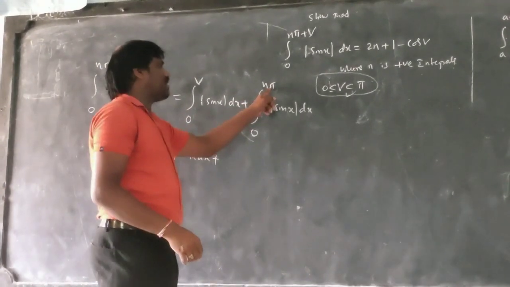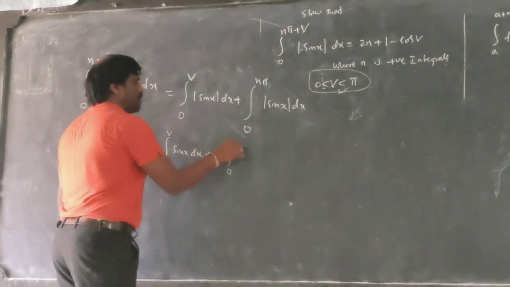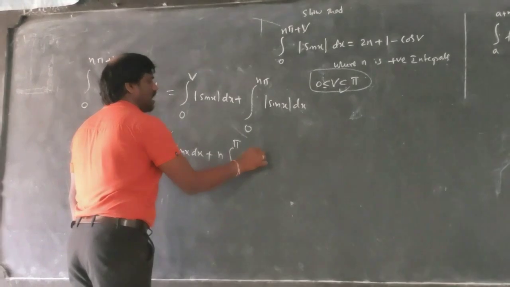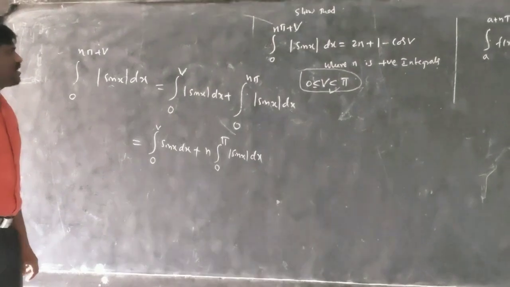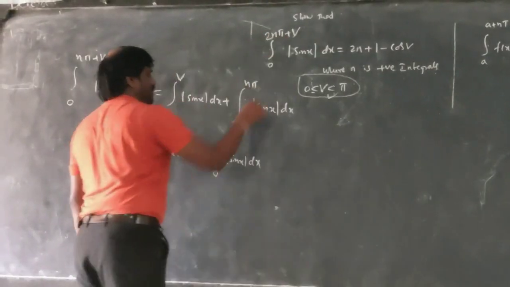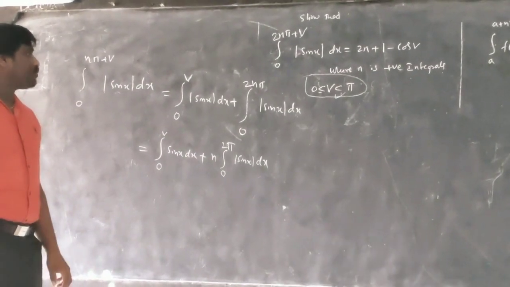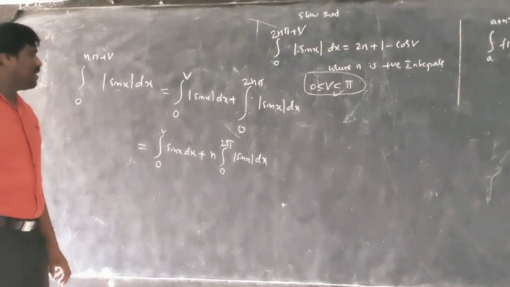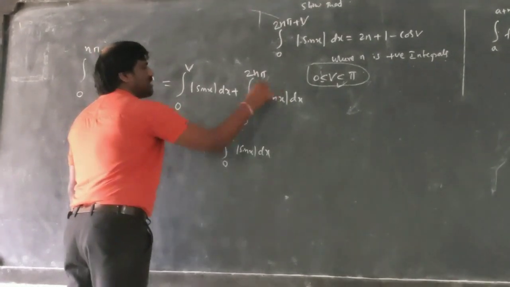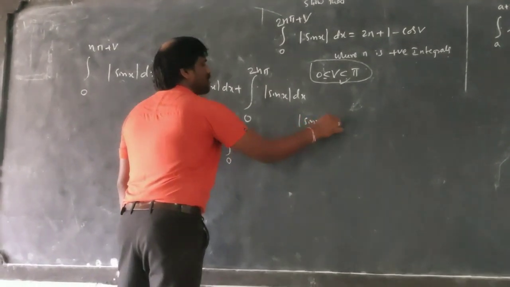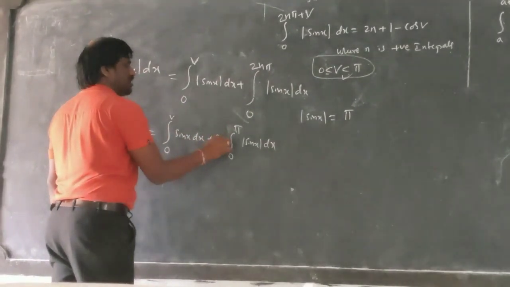For the second part, we use the property I told you. The integral from 0 to n pi of mod sin x dx becomes n times the integral from 0 to pi of mod sin x dx, because the period of mod sin x is pi. So I keep pi as the upper limit, and n comes out as a multiplier.